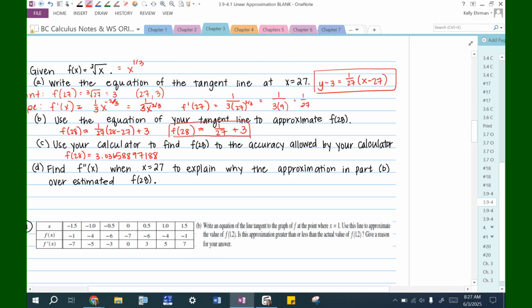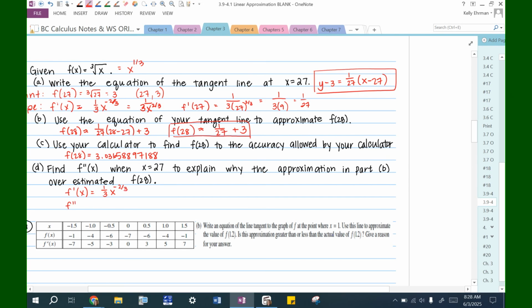Find f double prime when x equals 27 to explain why the approximation in part B overestimated f of 28. So why is 3 plus 1/27 bigger than actual f of 28? All right, so first find f double prime of x. Now remember, actually, let me start here. I'm going to write my f prime of x equation back in its exponent form. So it was 1/3 x to the negative 2/3.